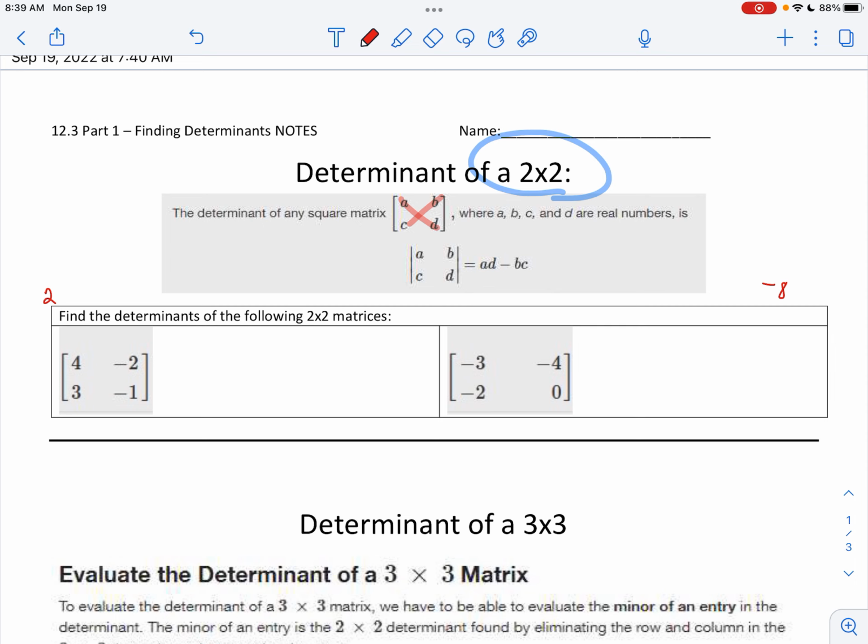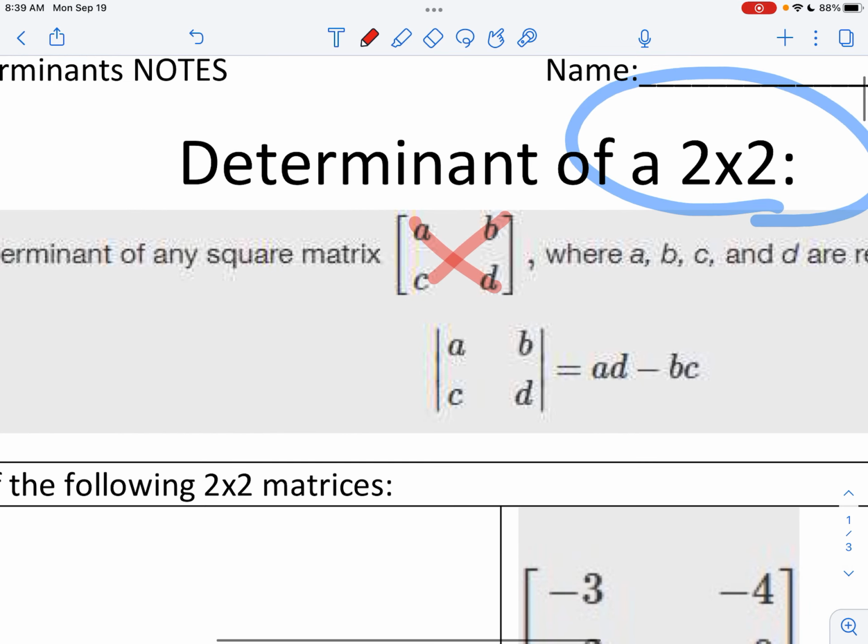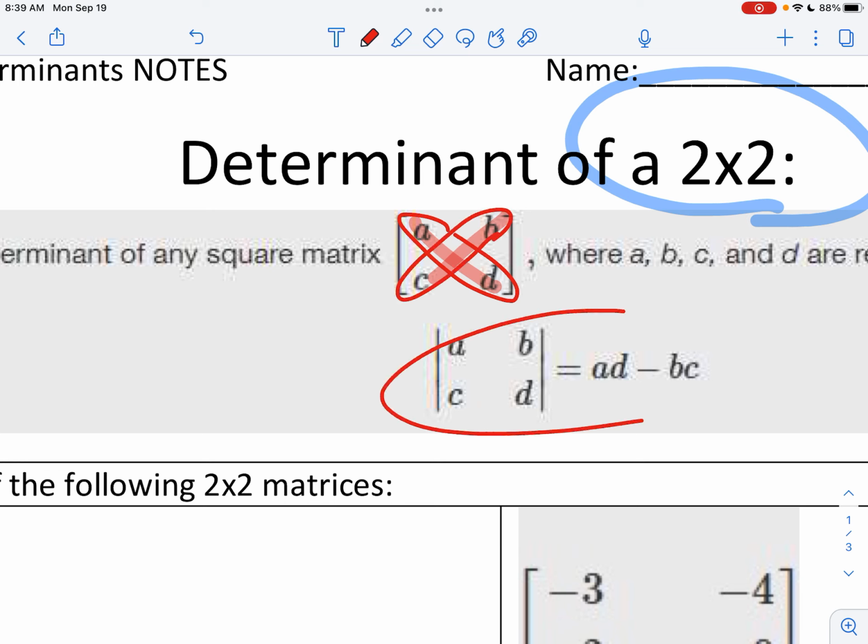So when you're given a matrix, you take A times D and you subtract C times B. You always have to do top left, bottom right, minus bottom left, top right. Whatever value you get is the determinant. You'll get just like a regular number. It could be 0, it could be negative or positive.